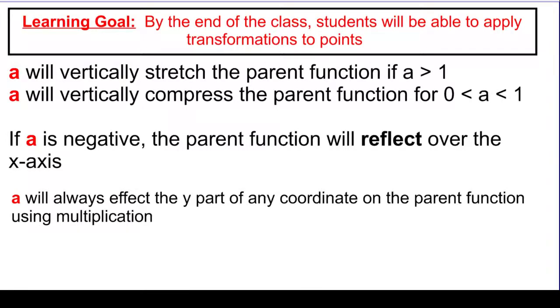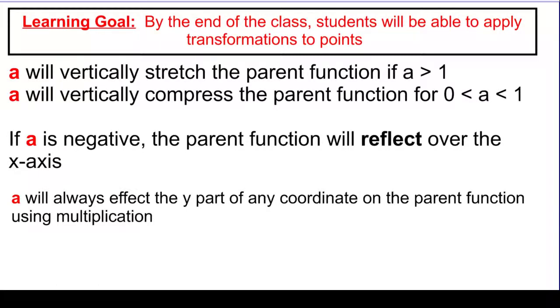Okay, a's job: it has 2 purposes when we're doing function transformations. a is going to vertically stretch or compress the graph. What that means is, if we were to grab the parent function on the top and the bottom, like it was a balloon or some piece of rubber that we could stretch, and we actually pulled it on the top and the bottom, that's the effect that it's going to have on the graph. So essentially it's going to become longer up and down, but because we're pulling it, it's actually going to maybe get a little skinnier as well.